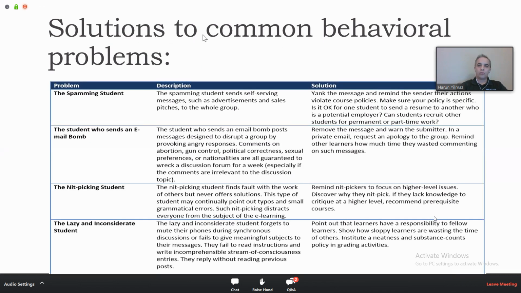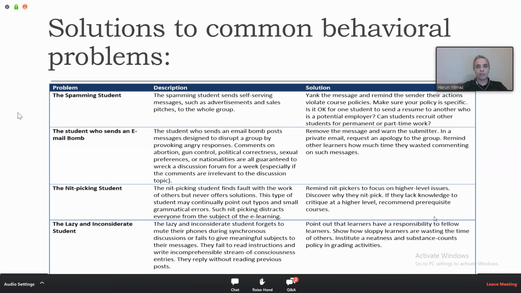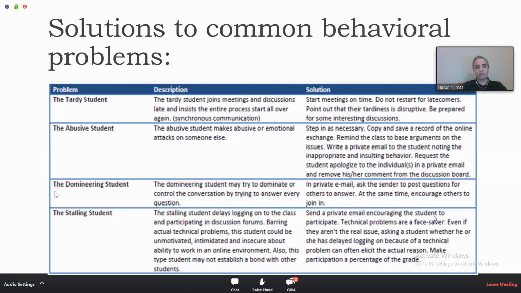And we talk about some solutions to common behavioral problems: the spamming student, the student who sends an email bomb, a nitpicking student, lazy and inconsiderate student. For example, if you use Google Classroom, you are supposed to invite your students to join your classroom. Even though you invited your students, your students may not join the classroom, right? So you need to be careful with those kinds of students, and you need to create some solutions for those problems. The spamming student, the tardy students, the abusive student, the domineering students in the collaborative work, and stalling students as well.